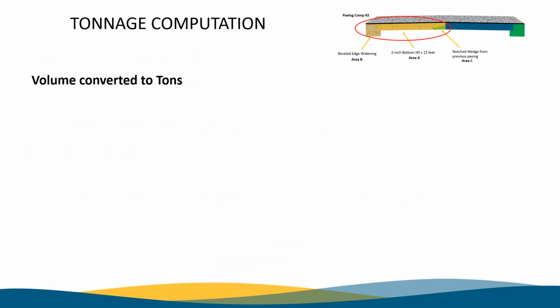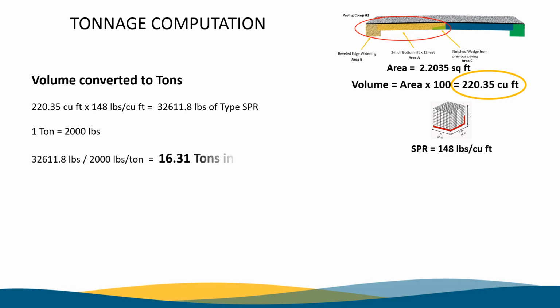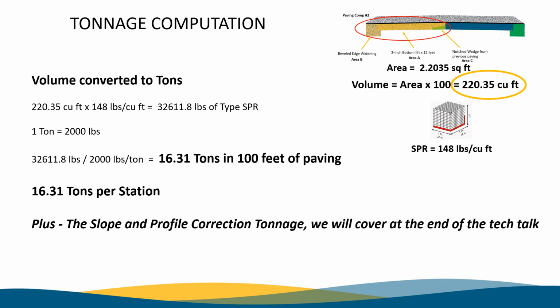So now we have the end area, and we multiply times 100 feet to get the volume. Convert the volume to tons by multiplying 220.35 cubic feet times 148, which equals 32,611.8 pounds. Now divide by 2,000 to get it into tons, and we have 16.31 tons in 100 feet of paving, or 16.31 tons per station. Again, we will discuss adding the S&P correction tonnage towards the end of the tech talk.